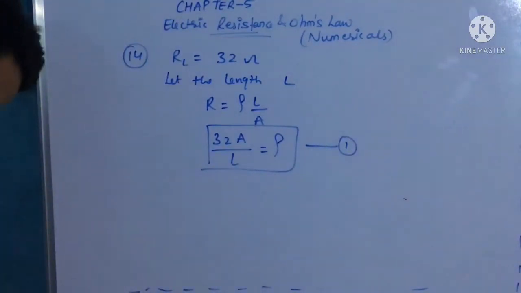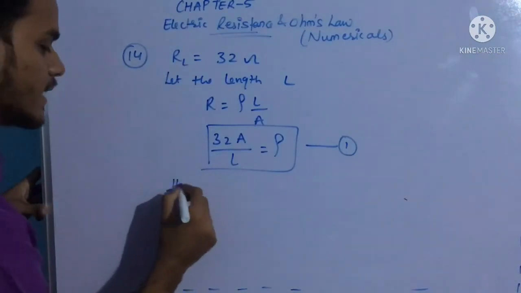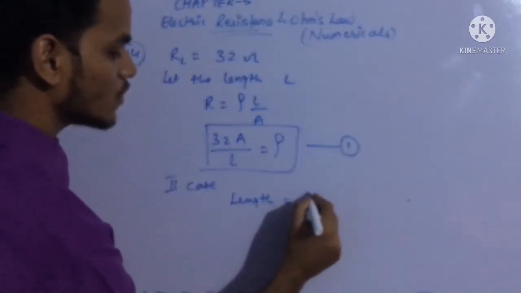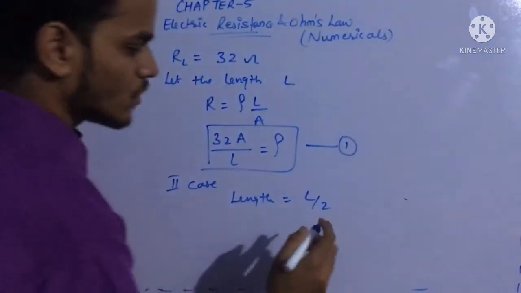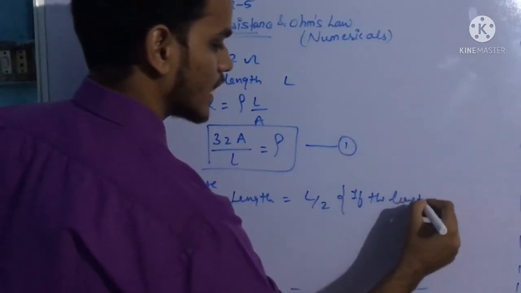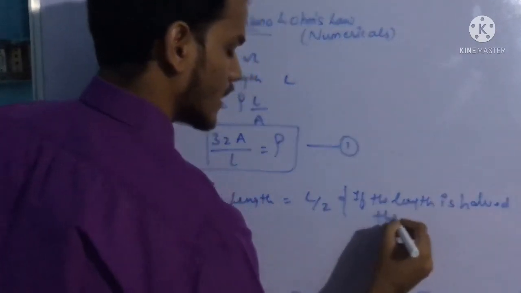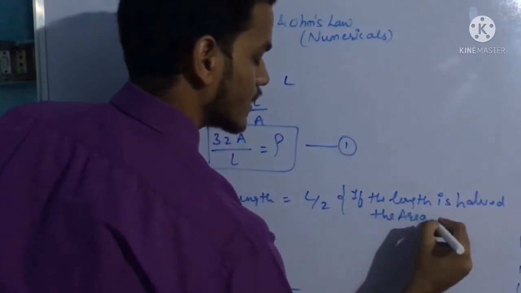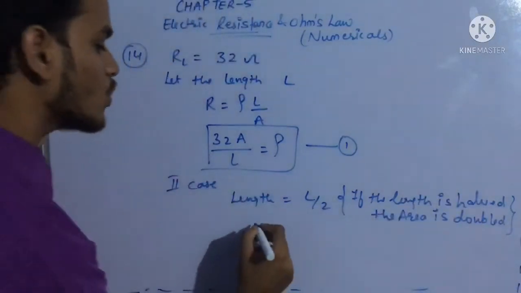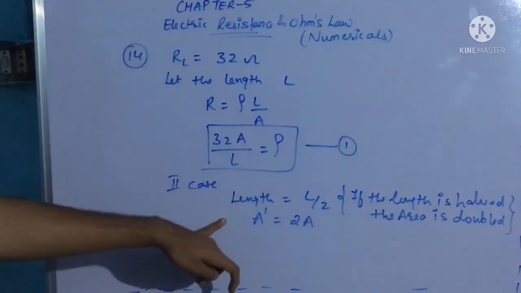Now the second case, the length of the wire is half. So the length will be L upon 2. Now look here, if the length is half, the area is doubled. When the length is half, the area is doubled. So A dash will be equal to 2A. The new area will be 2A.